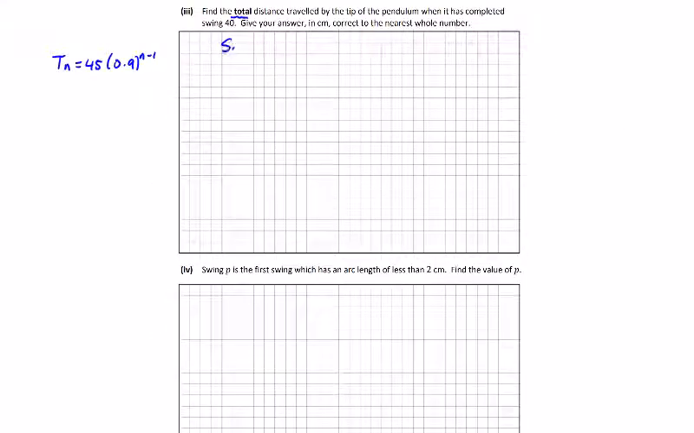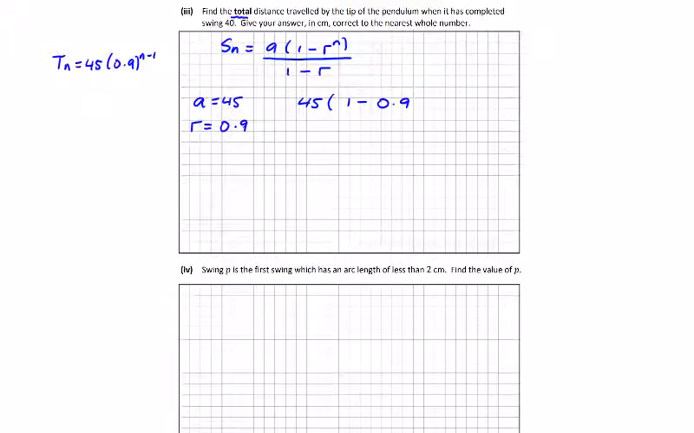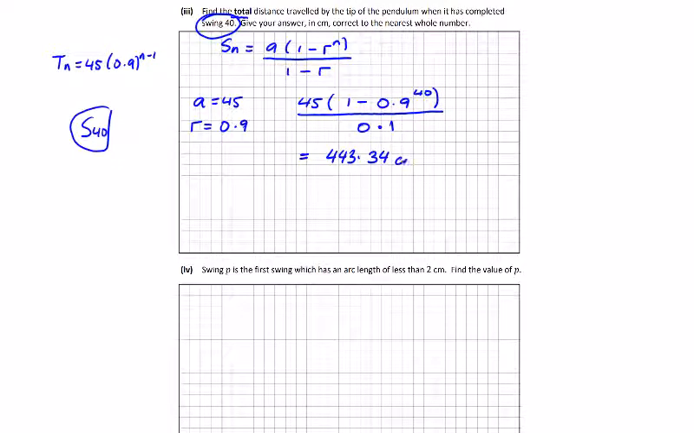Part 3, the total distance travelled, SN. Write down your formula: A by 1 minus r to the power of n over 1 minus r. So we just need A and r. A was given to us as 45, and the ratio was given to us as 0.9. So again, calculator use: 45 by 1 minus 0.9 to the power of 40 here. We're looking for S40, swing 40, divided by 1 minus 0.9, which is just 0.1. Typing this into our calculator, we are going to get 443.34, and that would be in centimeters. We want the nearest whole number. Always check what they're asking. Nearest whole number, 443 cm for part 3.